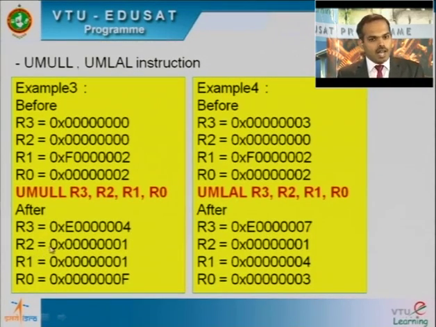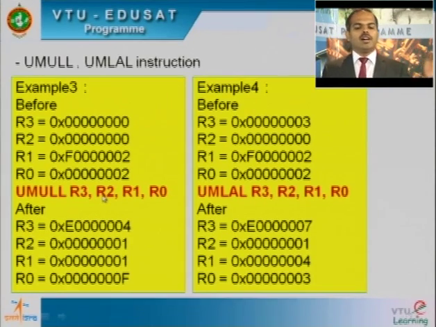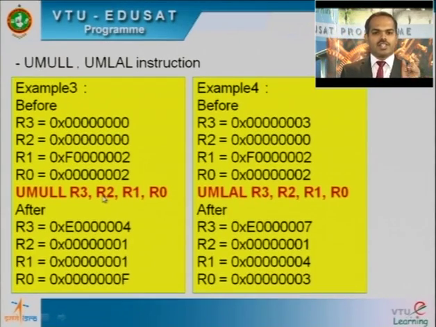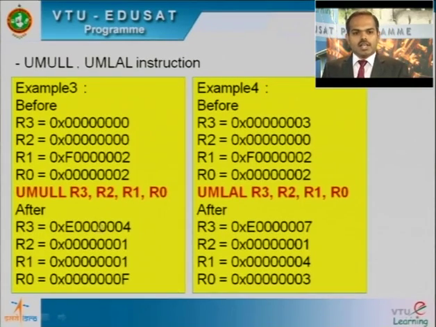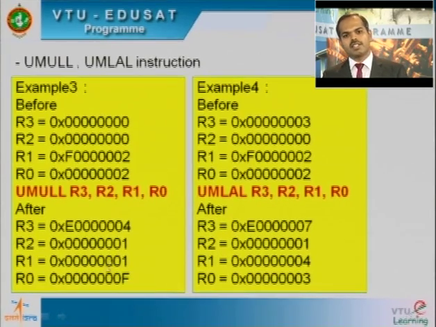How is this result stored? R2 holds the higher 32-bit value, R3 holds the lower 32-bit value. This is the only thing that we need to remember in the instruction: the second destination register holds the upper 32-bit value. This is the point that we have to remember in these instructions. The rest of the content, R1 and R0, are the same as before the execution of the instruction. If it is something else, again it is a typing error.